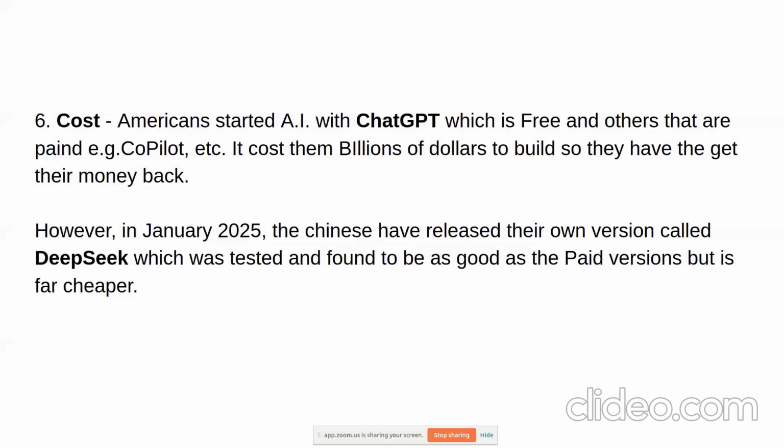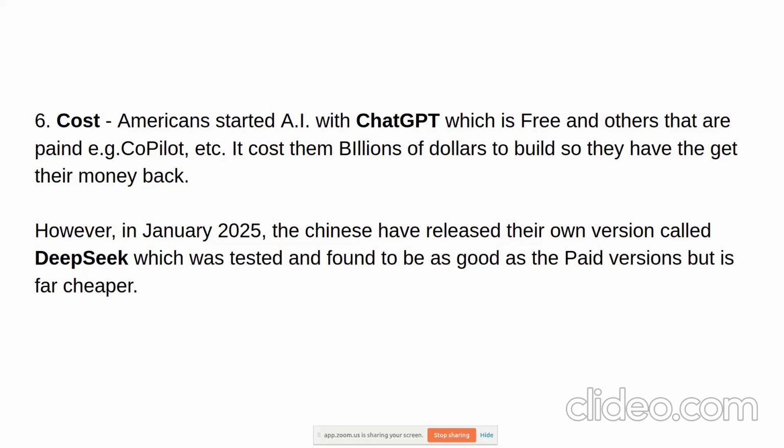There's also the cost. As I said, the Americans developed ChatGPT. ChatGPT is free, but other AI websites and AI applications that you can download on your phone and stuff, not all of them are free. And the Americans developed it at several billions of dollars. They spent several billions of dollars to develop it, and so they have to make their money back.